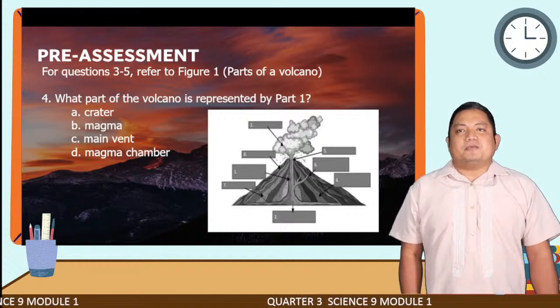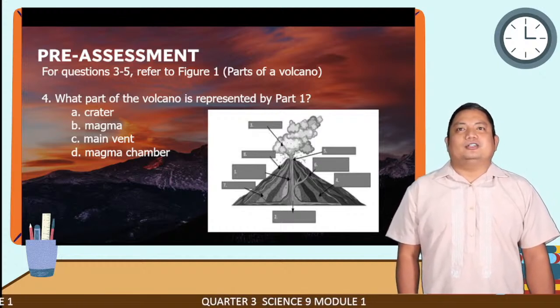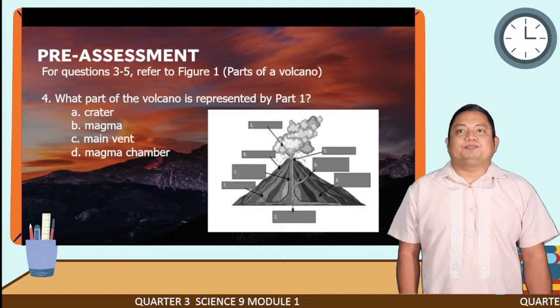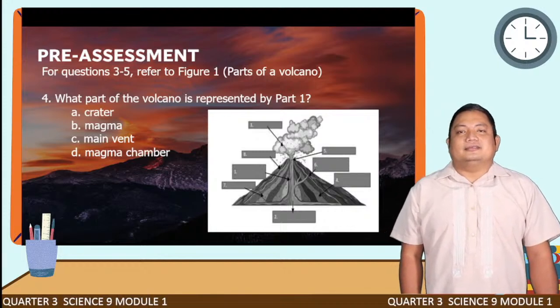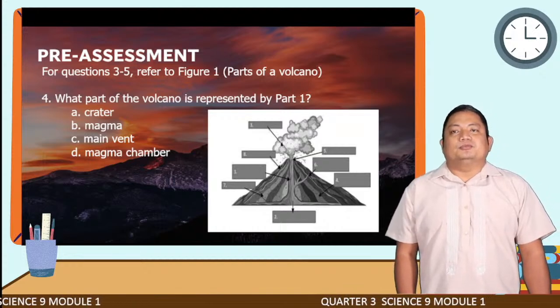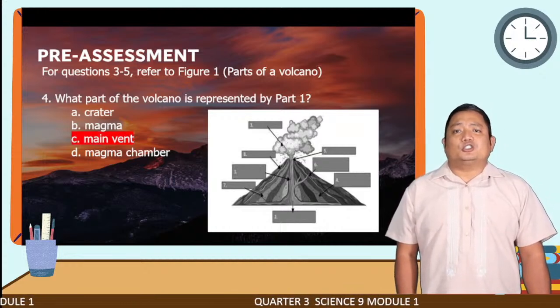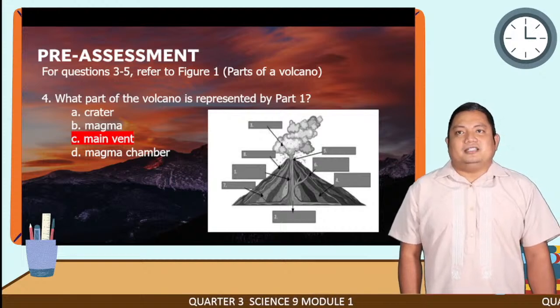Next, number 4. What part of the volcano is represented by part 1? A, crater. B, magma. C, main vent. D, magma chamber. Your answer. That is right. It is letter C, main vent.